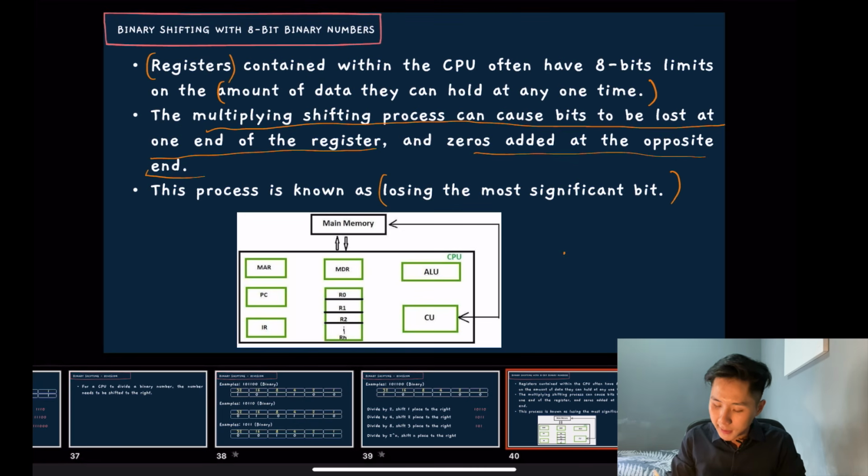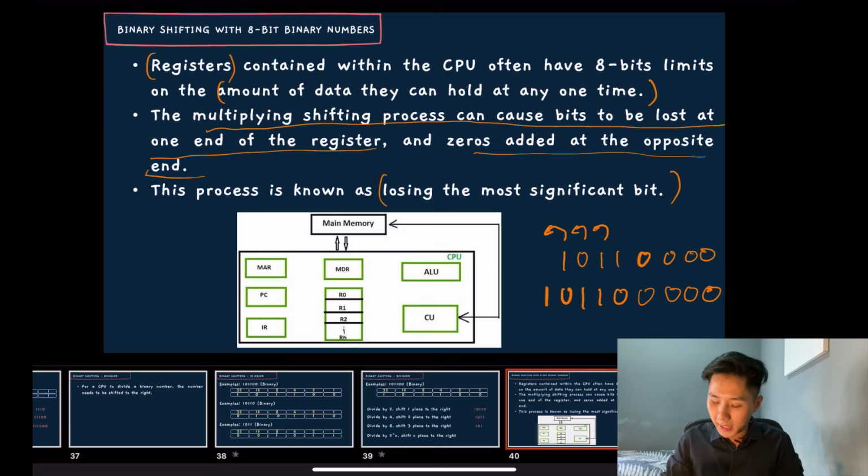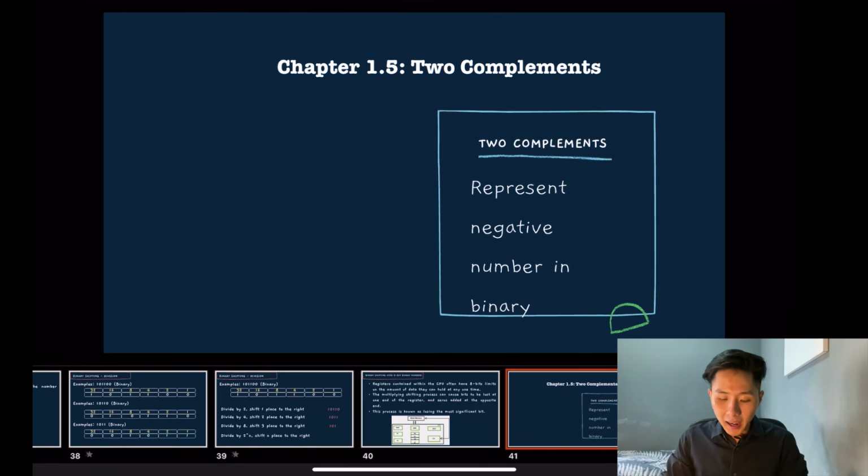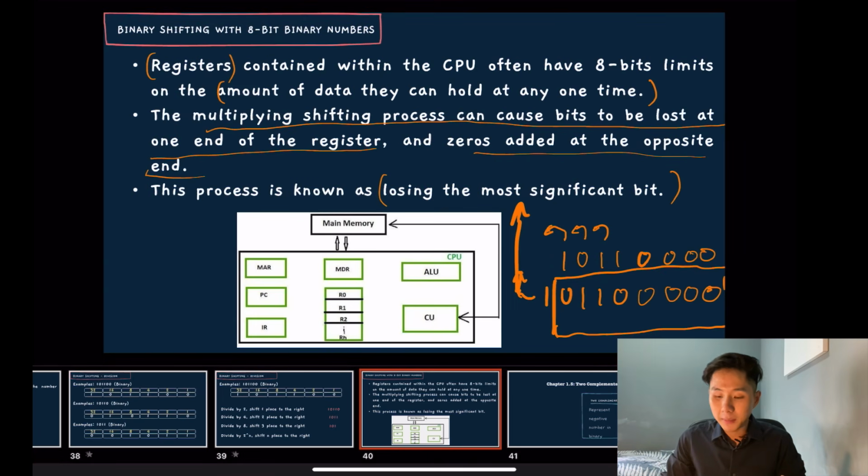So think about it, this is the value that we have, imagine, stored in a register. If I were to shift this binary value one place to the left, I would get 1011 0000 0. But my register can only store 8 values. That means it can only keep the values here, so these values will be lost. We call this scenario losing the most significant bit, which can have an effect on the result of the multiplication, so we have to be aware of this problem. So this is how we multiply and divide binary values.